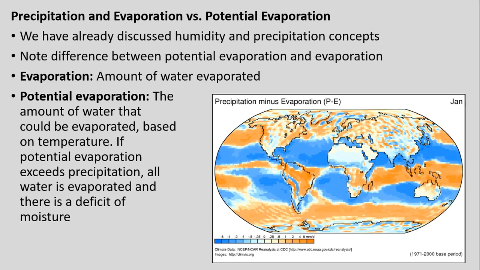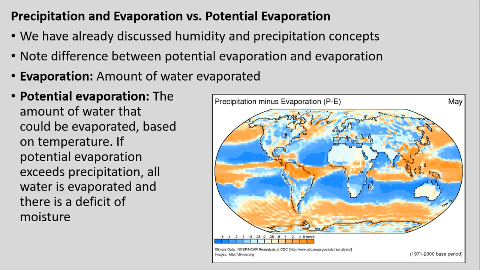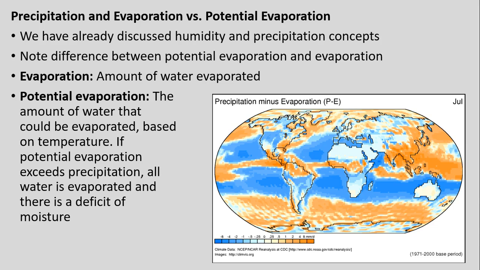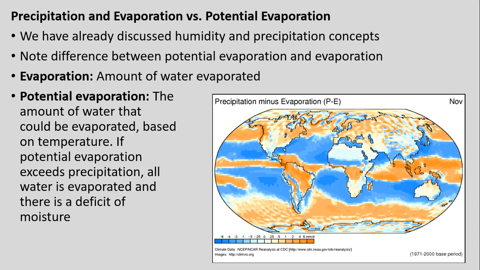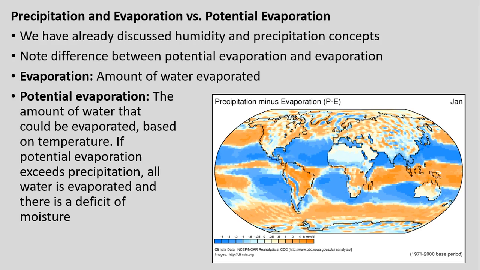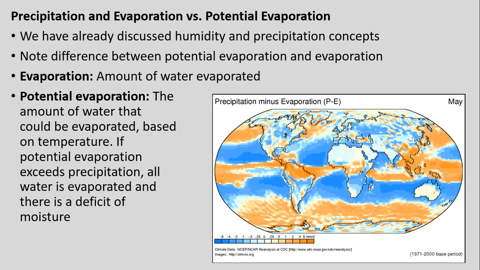And there's going to be a deficit of moisture because essentially the amount of water that's going to be evaporated and gone will be greater than the amount of water that's being added through things like precipitation. So we can see that on the right here at a global scale, essentially this difference between precipitation and evaporation.